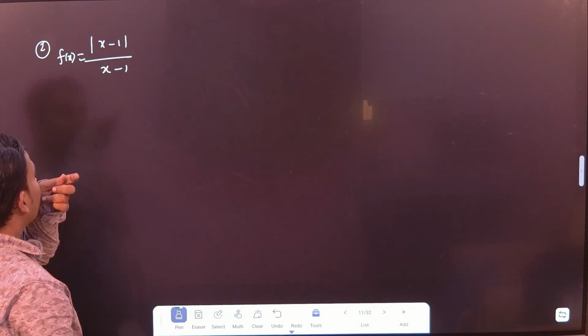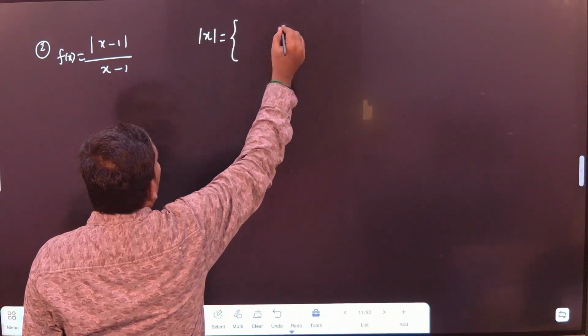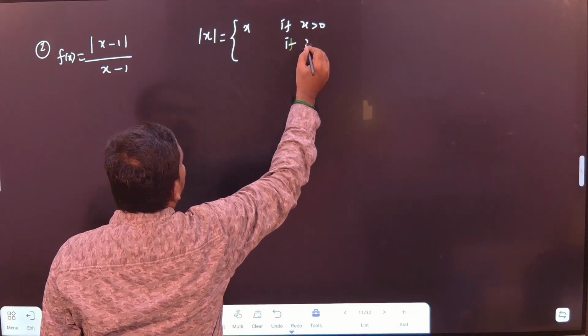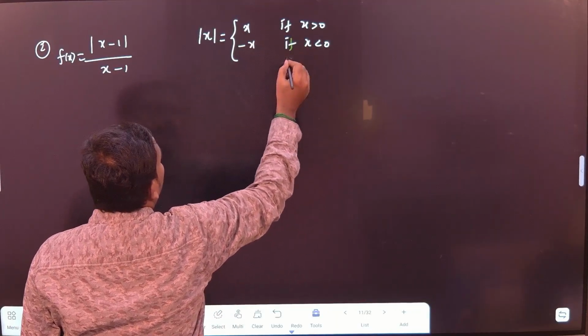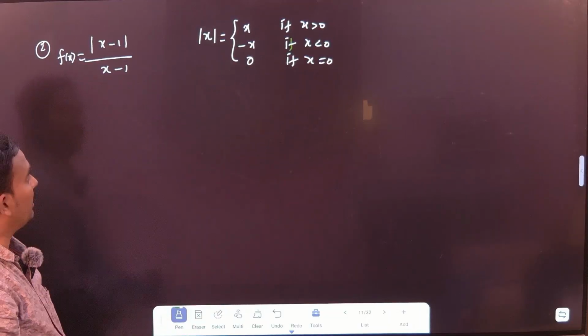Students, you can just use the definition of mod x only, right? So what is the mod x definition? If x is greater than 0, x. If x is less than 0, minus x. If x equal to 0, 0. That's the definition of mod x, right?